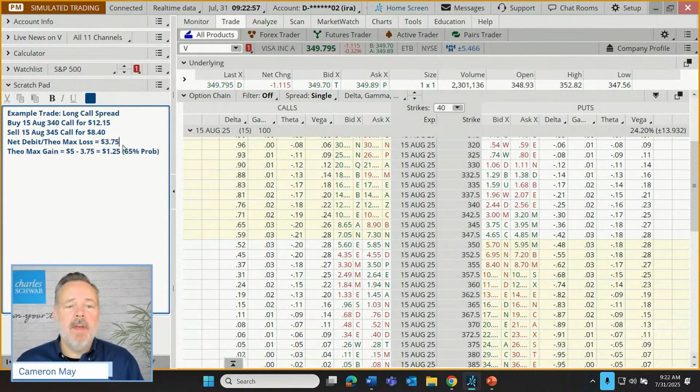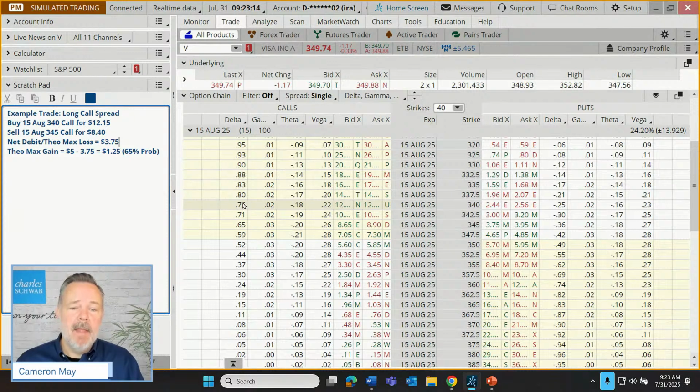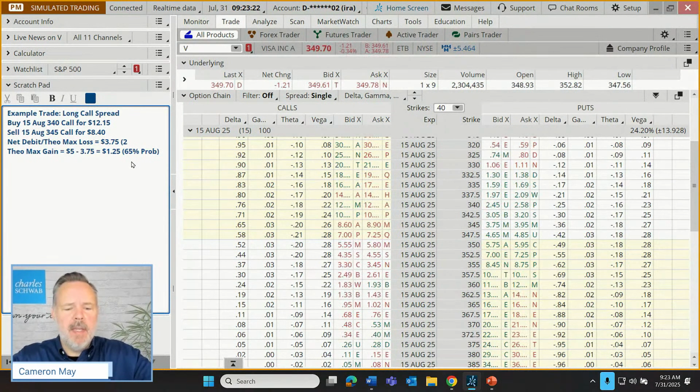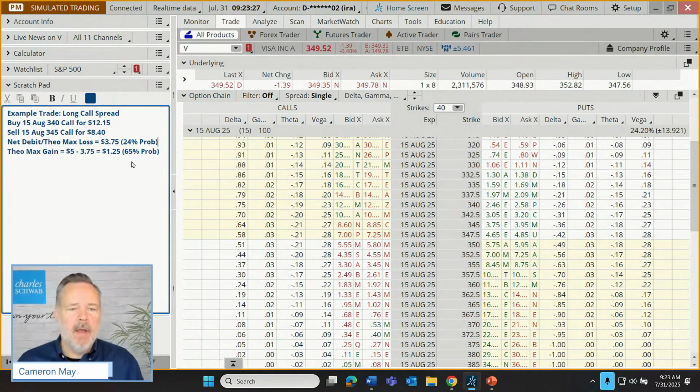What's the probability of maximum failure? Theoretical maximum loss. Well, that would be if we're below 340, if both these contracts expire worthless. Well, there's a 76% chance that doesn't happen. When we look at delta, it's probability that these expire in the money. If they expire out of the money, we lose that investment. We'd have a loss. So there's a 24% probability of maximum theoretical loss.